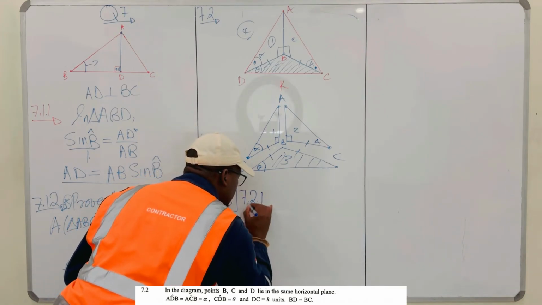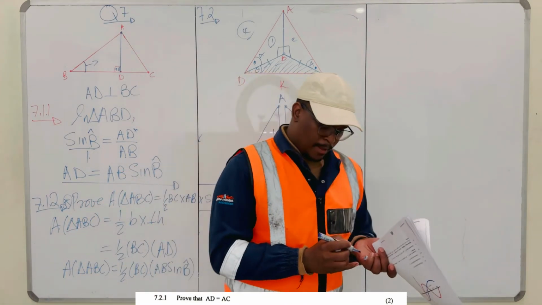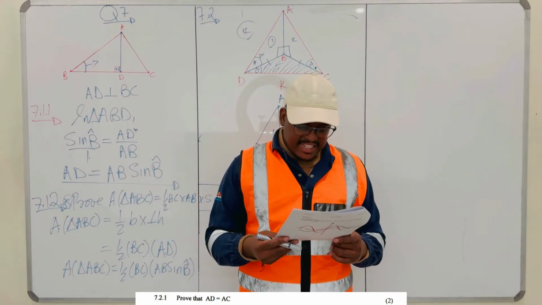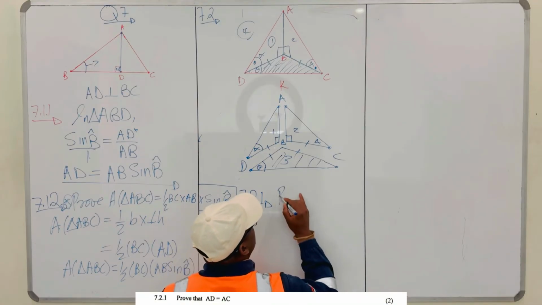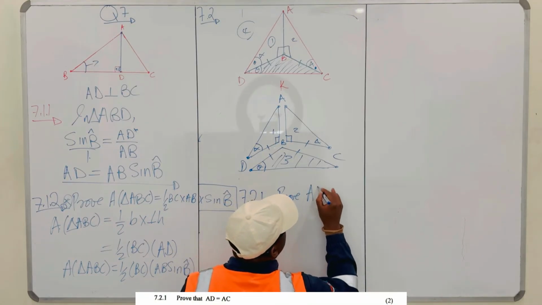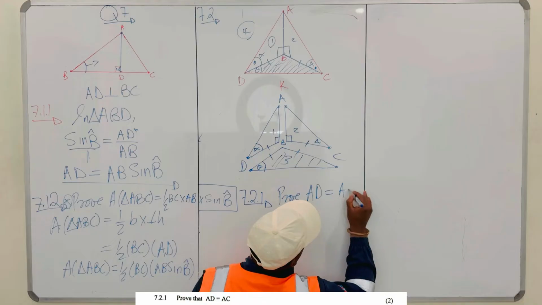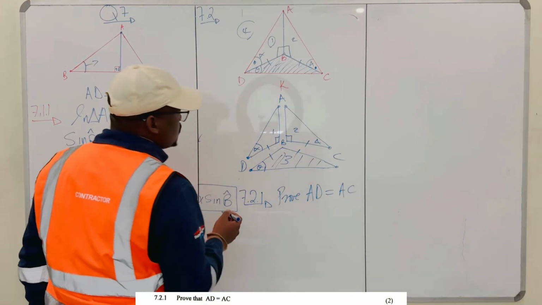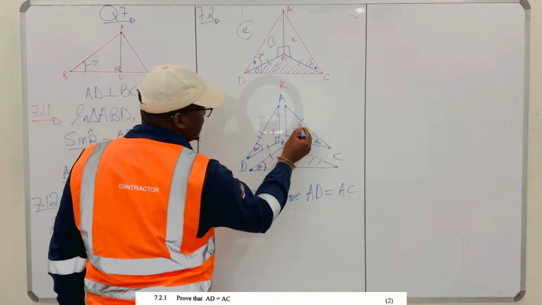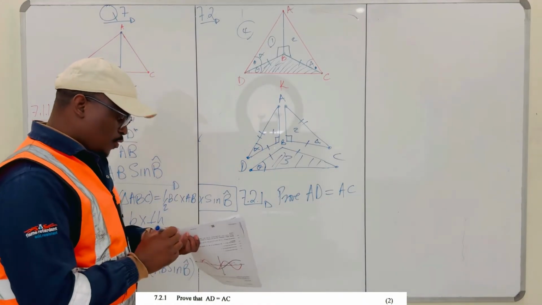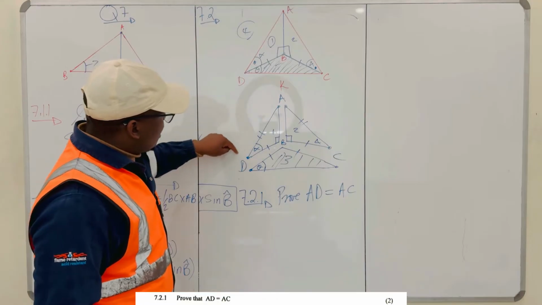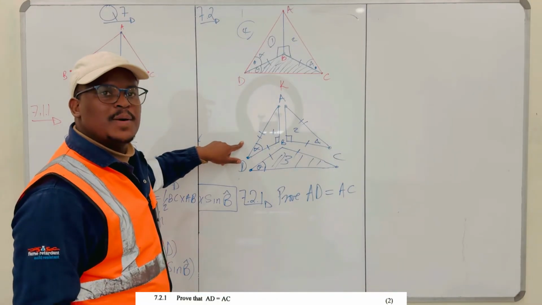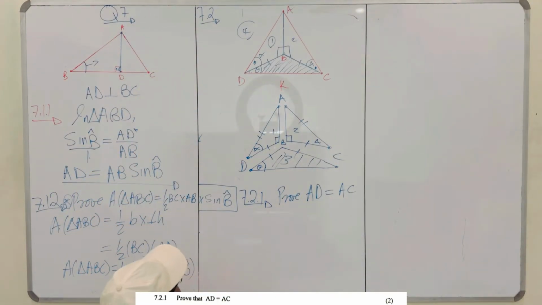What are they saying? 7.2.1. They are saying prove that AD is equal to AC. So they're saying prove that this is equal to that. That's what they wanted to prove. How can we prove this? AD is our hypotenuse here, so we can use Pythagoras theorem, right?